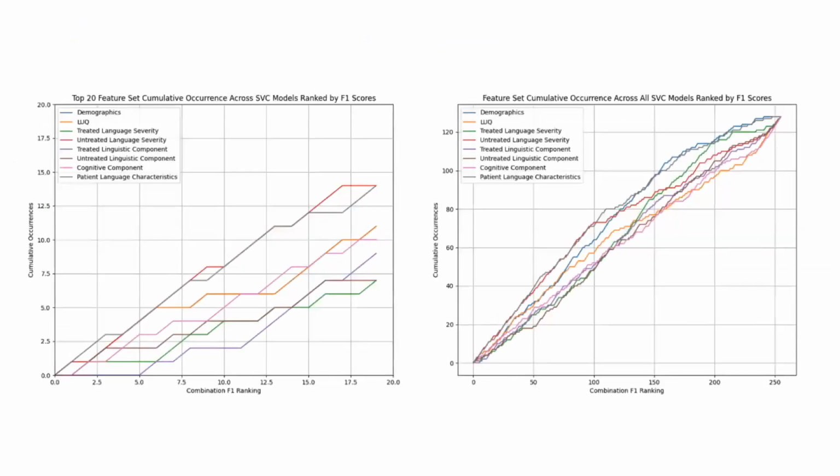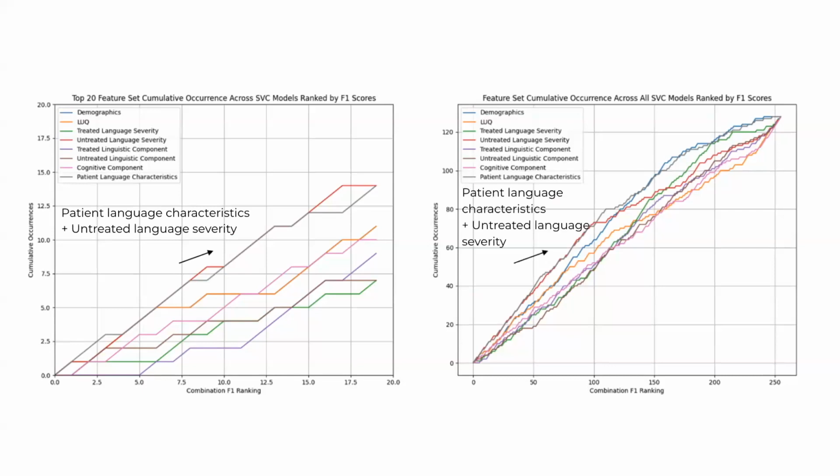So we then look at our feature set occurrences. So how many times these features are occurring in our top performing models. When we look at our top 20 models, what we see is that both patient language characteristics and untreated language severity are two feature sets that are featured prominently in the top performing models. And as you can see, they're once again represented amongst the top performing models.